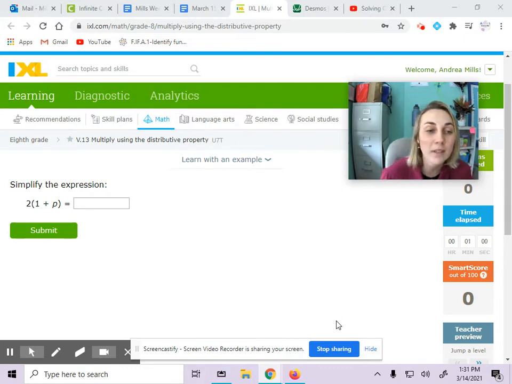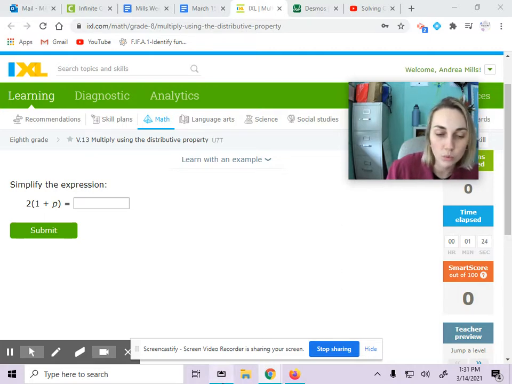Using the distributive property is when you take the outside number and multiply it by everything inside of the parentheses. Because when you have a number next to parentheses, that means multiplication. In this case, you have to multiply the outside number by everything on the inside. So we are going to practice this skill. Let's go ahead and do this example. Our first question is 2 and then 1 plus p.